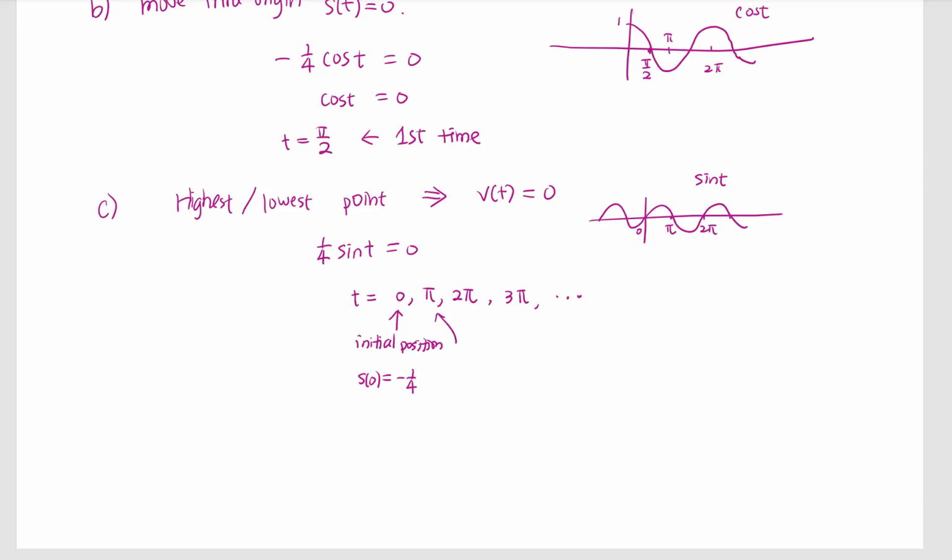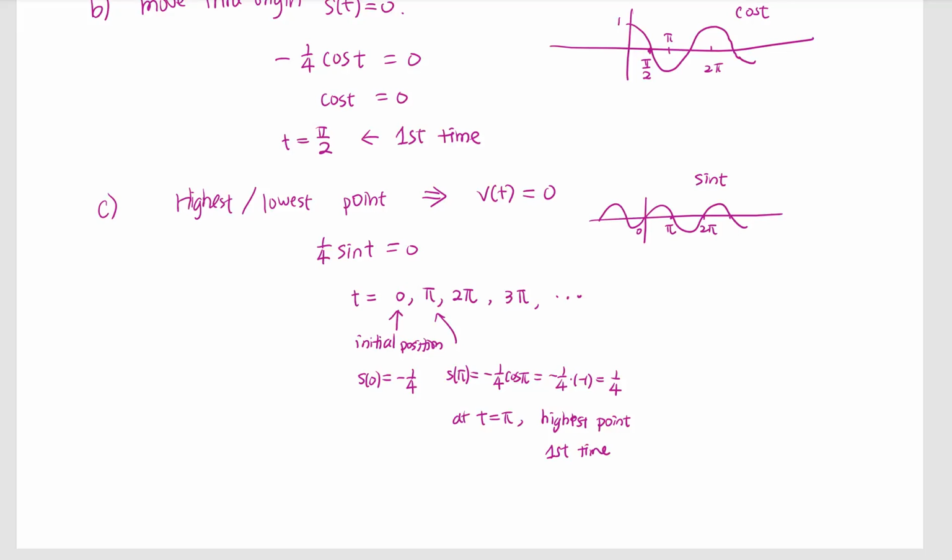At pi, what is the position? s of pi is -1/4 times cosine pi. What's cosine pi? Cosine pi is -1. So -1/4 times -1 is 1/4. So at pi we get 1/4, which is actually the highest point. So it reached the highest point for the first time.